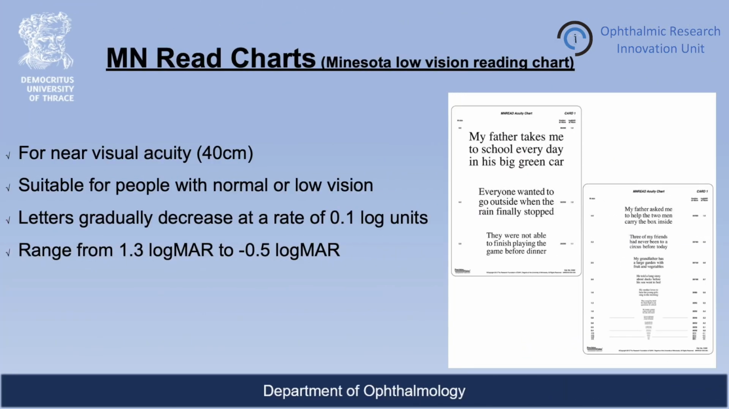The Minnesota Low Vision Reading Chart, or MN Read chart, is used for the near visual acuity measurement in people with normal or low vision. It consists of sentences, whose letter size gradually decreases at a rate of 0.1 log units, from 1.3 logMAR to minus 0.5 logMAR. The examination takes place at 40 centimeters.